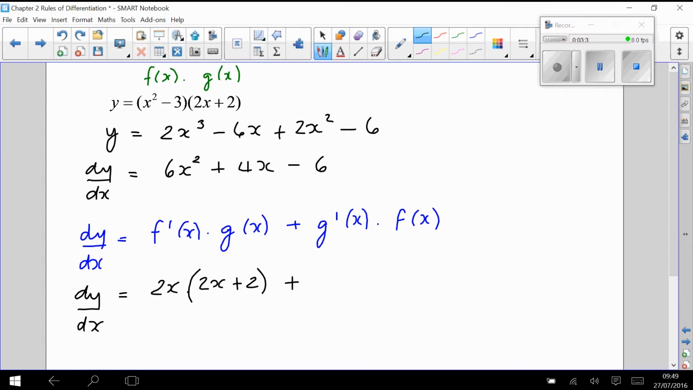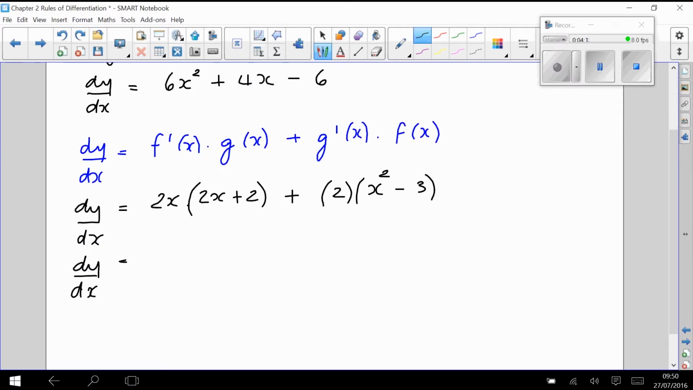Find the derivative of the second function, g of x. The derivative of g of x is going to be 2, and times that by the function f of x unchanged. The function f of x was x squared minus 3. At this stage, you can't see that this is the same as what I had when I multiplied out my brackets and wrote it in a reducing degree of x once I'd found the derivative. So let's simplify this statement over here and see if it comes out the same.